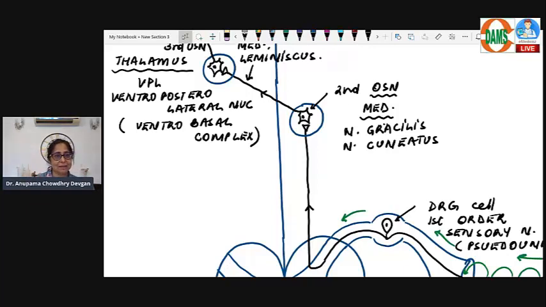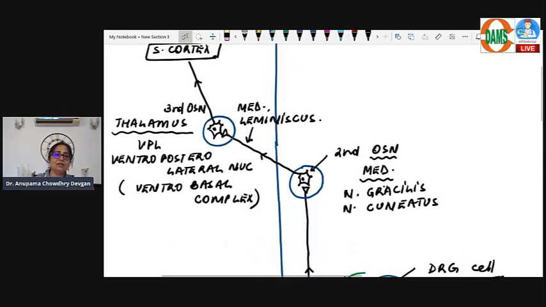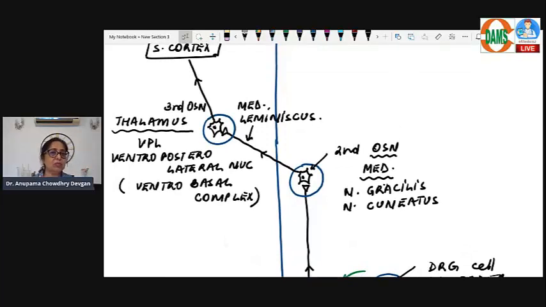After crossing, it forms what is known as the medial lemniscus. And these fibers of the second order sensory neuron synapse in the thalamus. From the thalamus, you get the third order sensory neuron, which ascends to the cortex and terminates in the cortex. This is as far as your posterior column is concerned.